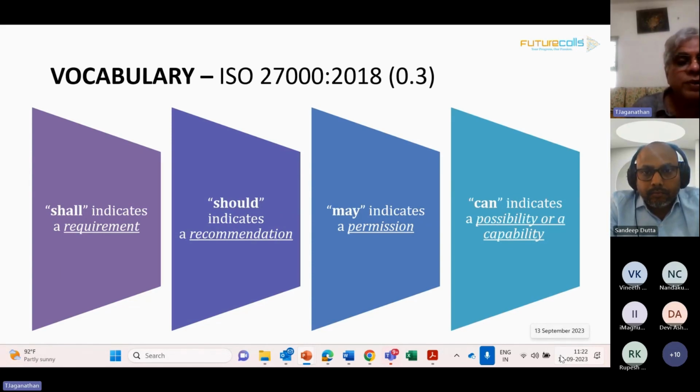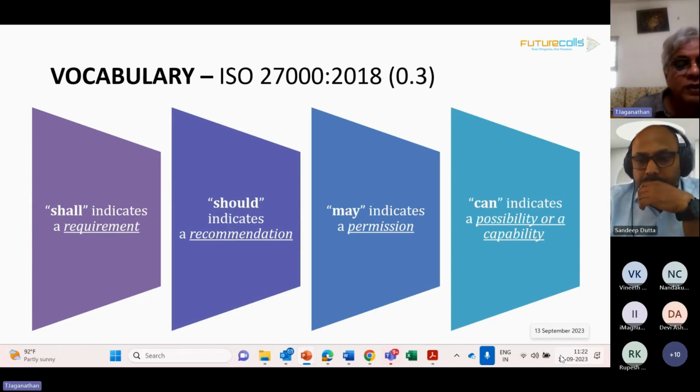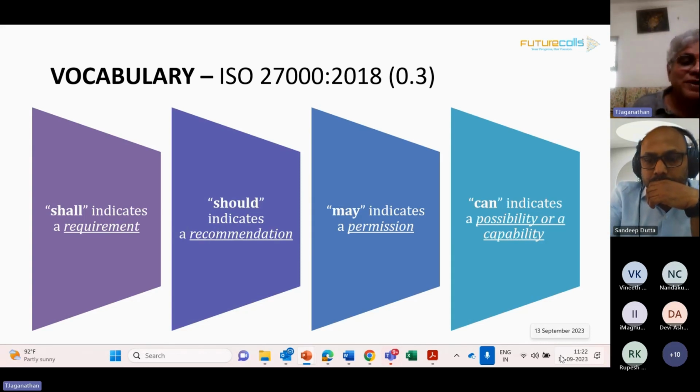Okay, 0.3. Shall means it is a requirement. It is mandatory. Should indicates a recommendation. There is a little difference in terms of understanding shall and should. Shall means every organization should do it. Sorry, shall means it is a mandatory requirement. Should means it is a recommendation.